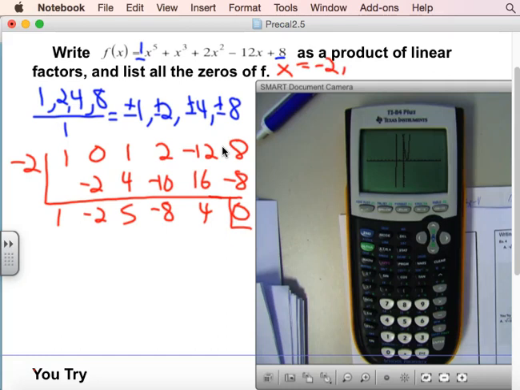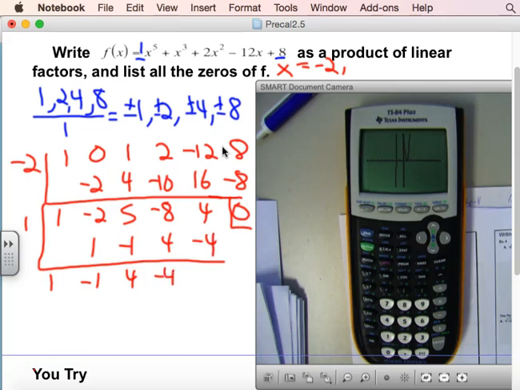Okay, now we can try synthetic division again. It looks like the graph touches at 1, which is another one of our possibilities, so let's try 1. We're going to do 1 times 1 is 1, minus 2 is -1, times 1 is -1, 5 minus 1 is 4, times 1 is 4, -8 plus 4 is -4, times 1 is -4, and 4 minus 4 is 0. Awesome, so we found another one. Now we know we're going to have 5 total zeros, because the degree is 5. So those are 2 of them.